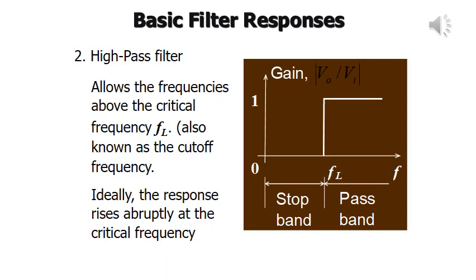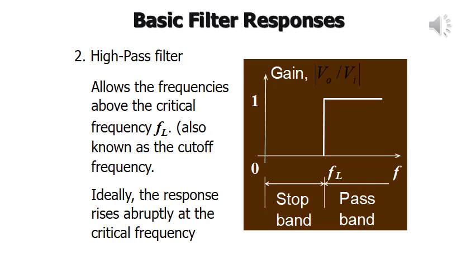The next type of filter is the high pass filter, the filter that allows the higher side of the frequency band to pass through it. As we can see in the diagram, the cutoff frequency decides the point from where the frequencies will start passing through the filter, and then it goes on to the higher side of the frequency.